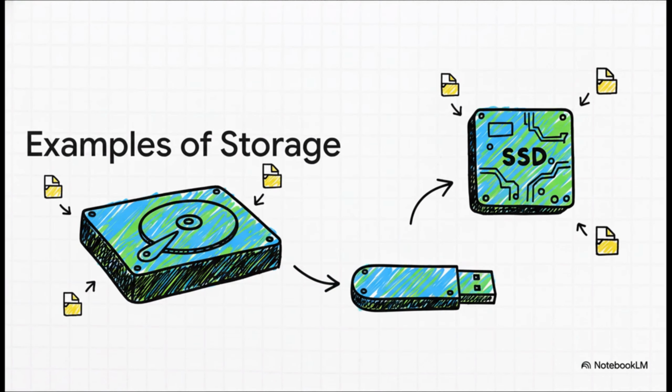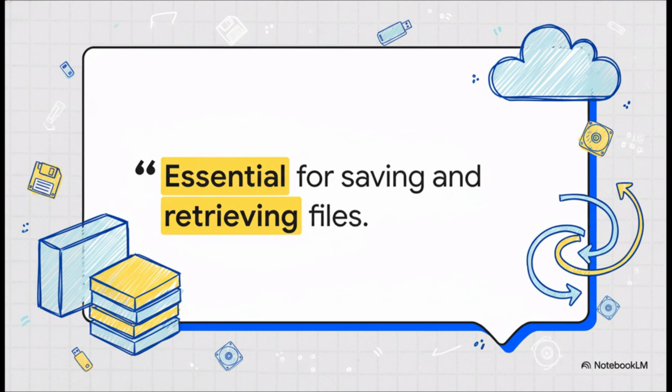And again, these are things we use all the time. The hard drive or the super fast SSD inside your machine, that's its long-term memory. And a USB stick, that's like a little piece of portable memory you can carry right in your pocket. And this is so important. Without storage, every single document you write, every photo you edit, it would all just vanish the second you turn the power off. Storage is what makes our digital work permanent.